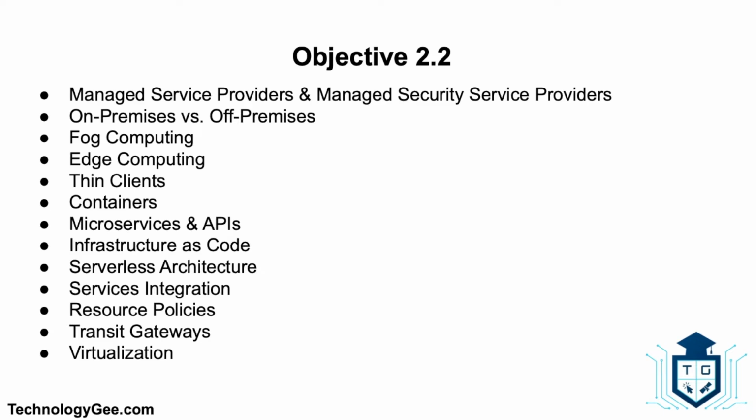In this video, you're going to learn about cloud architecture components such as managed service providers and managed security service providers, on-premise versus off-premises, fog computing, edge computing, thin clients, containers, microservices and APIs, infrastructure as code, serverless architecture, services integration, resource policies, transit gateways, and virtualization.